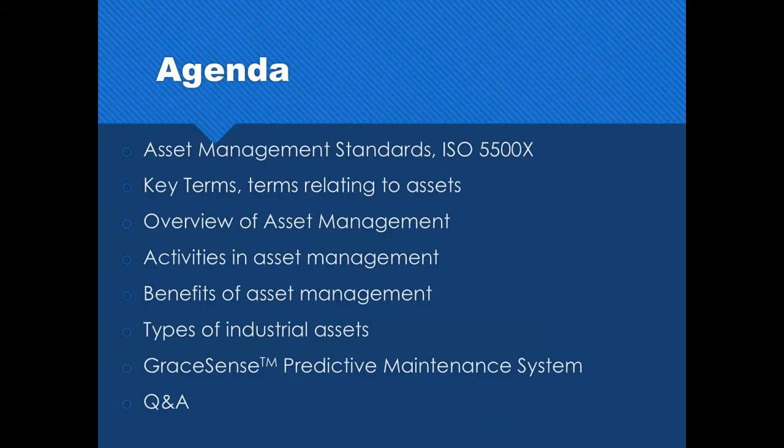For the agenda, on the asset management standards, we'll talk about the ISO 55000 series standards, which are 55000, 55001, and 55002. We'll touch on the key terms relating to the assets themselves when we talk about asset management. We'll also have an overview of the asset management framework, and look into the activities in asset management when we perform those tasks. And lastly, we'll define the benefits of asset management when you try to implement those international standards.